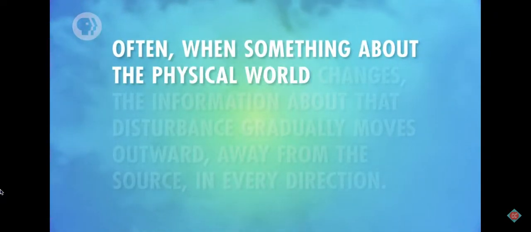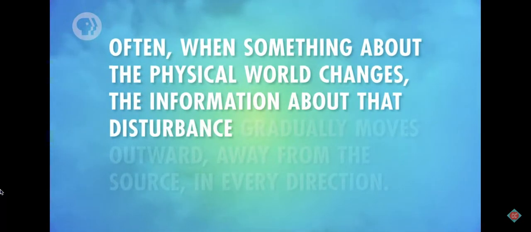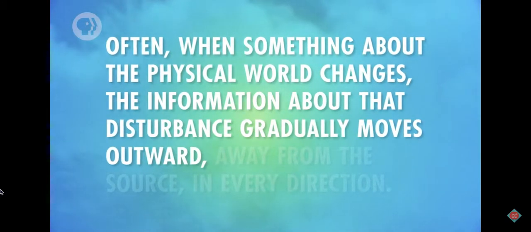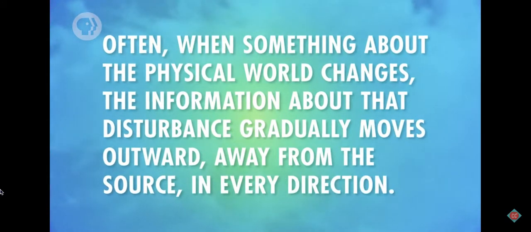This is a typical wave, and waves form whenever there's a disturbance of some kind. Often when something about the physical world changes, the information about that disturbance gradually moves outwards, away from the source in every direction. And as the information travels, it makes a wave shape.